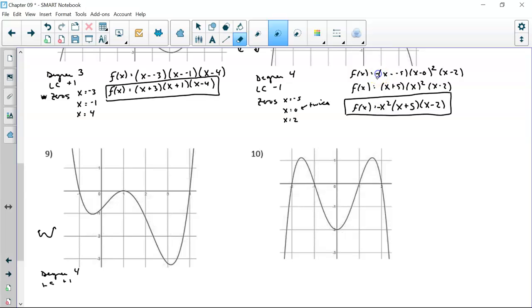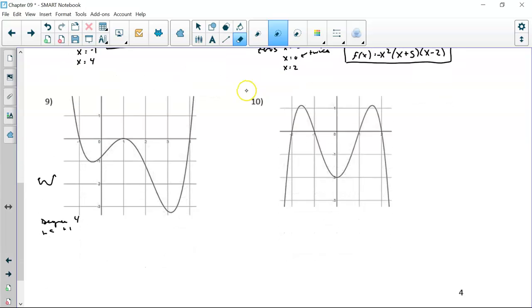Oh, I messed up on problem number 8. That should be a negative out front. Negative x squared, x plus 5, x minus 2. Almost missed that.